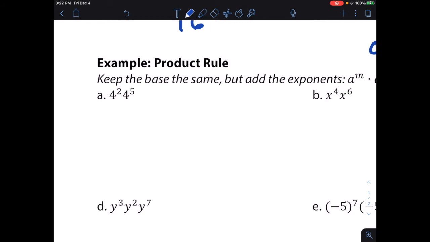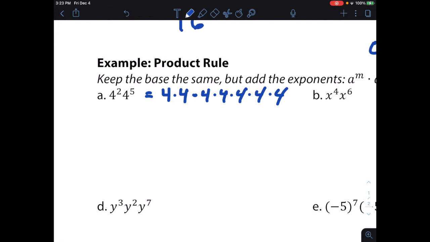So if we have 4 to the second power times 4 to the fifth power, one way to think about this is 4 to the second power is 4 times 4, and 4 to the fifth power is 4 times 4 times 4 times 4 times 4. Now, we don't want to have to do that with everything that we do, especially ones like the one that's right below it, y to the third, y to the second, y to the seventh. We don't want to have to do this for every single one of these problems because that would just become painful to have to write all that out.